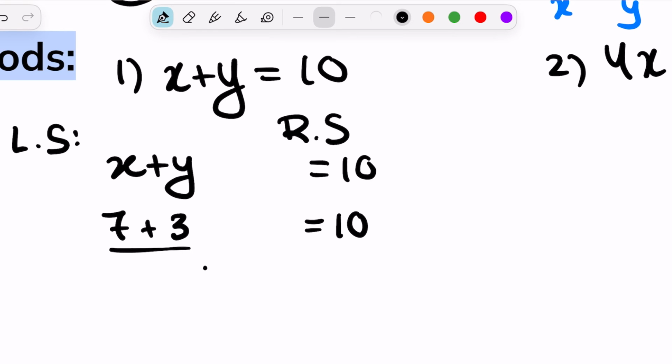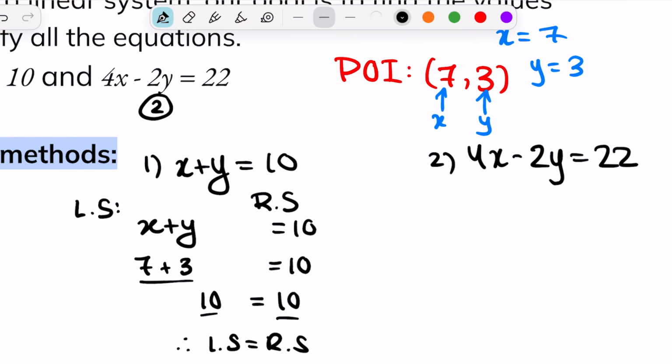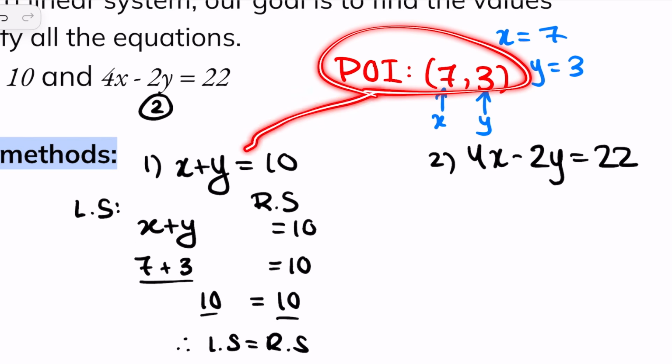So 7 plus 3 is 10, and the right side is 10. Do they equal? Yes, they do. Therefore, left side equals right side. So I have just proven to you that this point satisfies this line because left side equals right side.